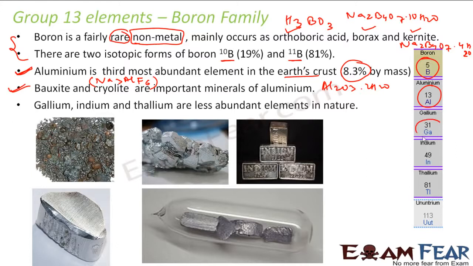The next are gallium, indium and thallium, and they are less abundant in nature. You see, thallium is so reactive that it is kept in a sealed container. Gallium has a little metallic luster, and indium also looks like a metal. These are the elements of group 13 and this is how they look. This is boron, aluminium, gallium, indium, and thallium.